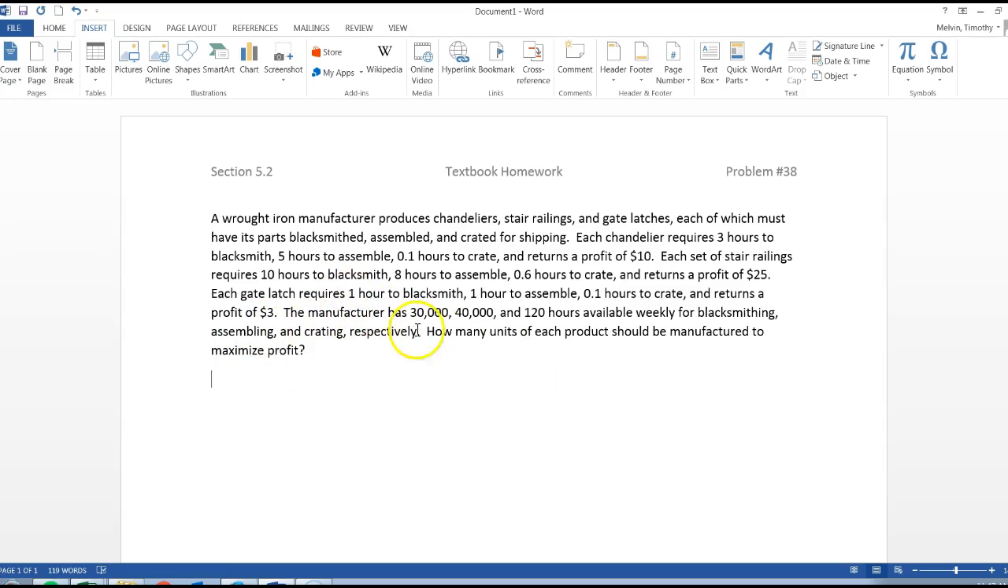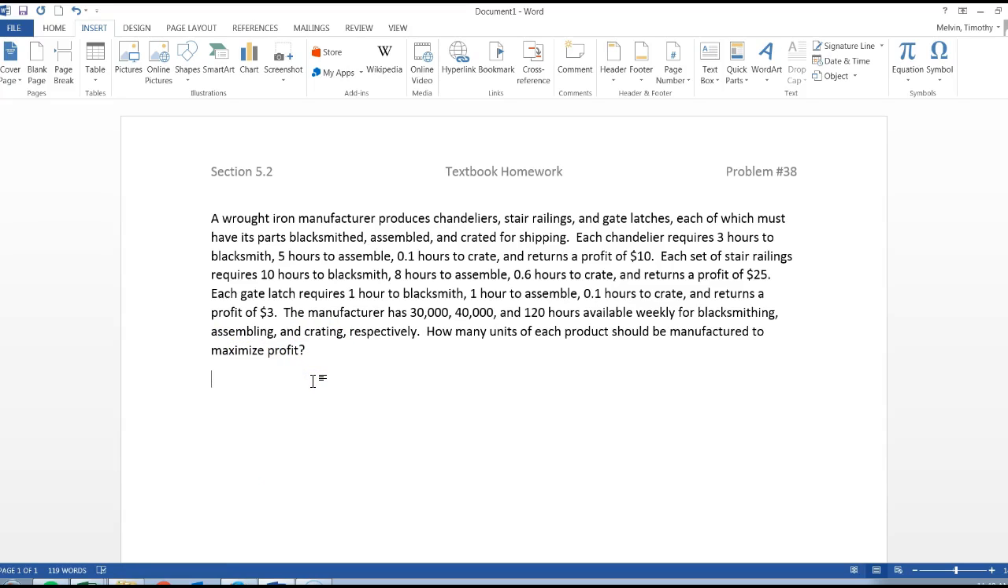The manufacturer has some fixed hours, probably dependent upon labor and resources: 30,000 hours to blacksmith total, 40,000 hours total for assembling, and 120 hours total for creating. We want to know how many units of each product should be manufactured to maximize profit.